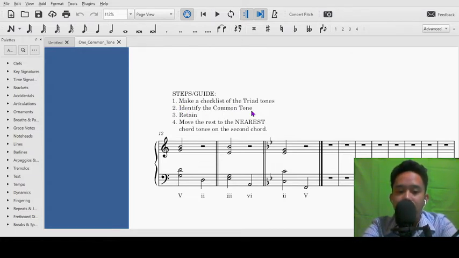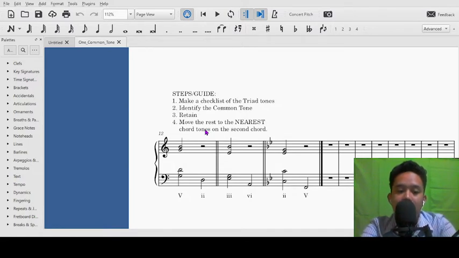Next, identify the common tone. Because we made a checklist, we can easily identify the common tone. Then after identifying the common tone, we will start part writing. We find the common tone and retain it on the second chord. And the last step is to move the rest to the nearest chord tones on the second chord.